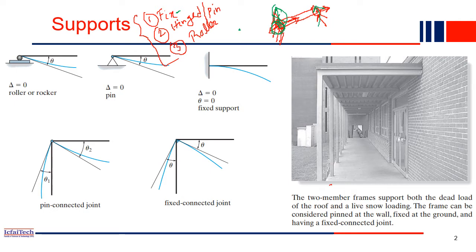If this joint is a fixed joint, it means this joint cannot move in this direction, cannot move in the vertical direction, and cannot rotate also. Everything is prohibited in this joint. Then we call it a fixed joint. Then what is a hinge joint or pin joint? If this joint is a hinge joint, then you cannot move this joint in the horizontal direction, you cannot move it in the vertical direction, but you can rotate this joint. Rotation is allowed, but translation is not allowed.